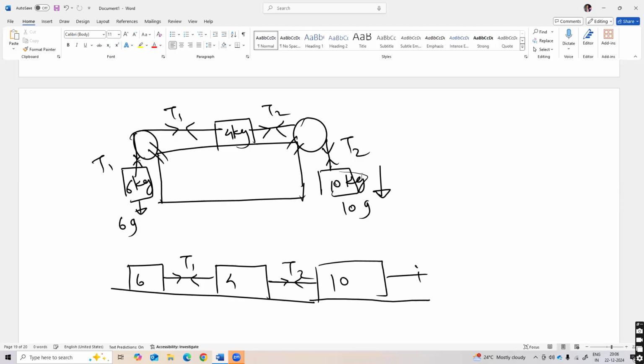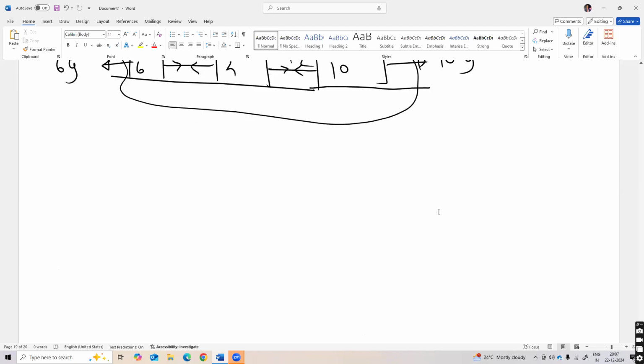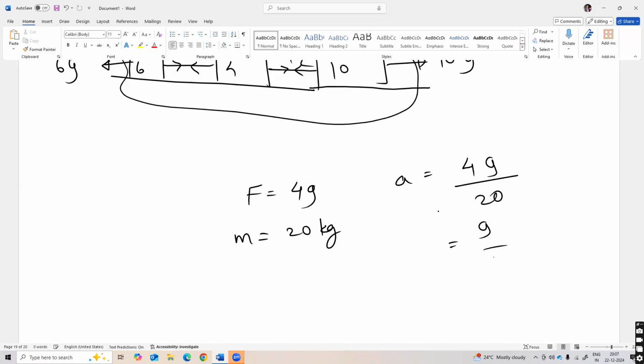Here the force acting is 10 times acceleration due to gravity, and here 6 times acceleration due to gravity. So if you see it clearly, the net force is 10 minus 6, acting towards the right, 4 times acceleration due to gravity. You got force as 4g. You know the total mass is 6 plus 4 plus 10, which is 20 kg. So acceleration is 4 times acceleration due to gravity divided by 20. So it is g upon 5.